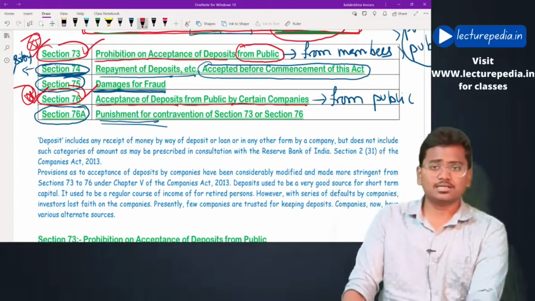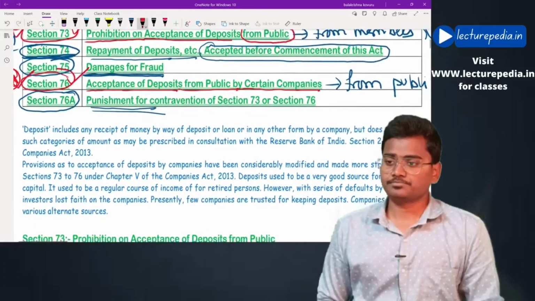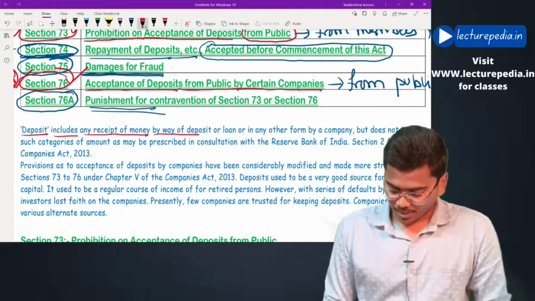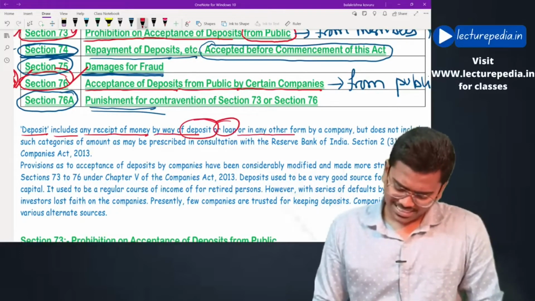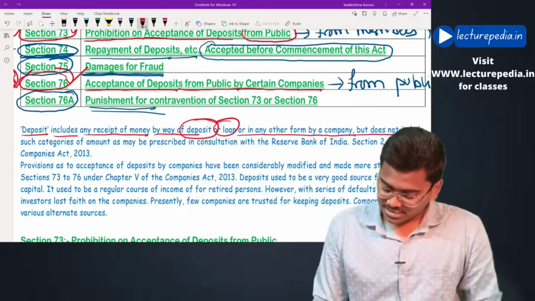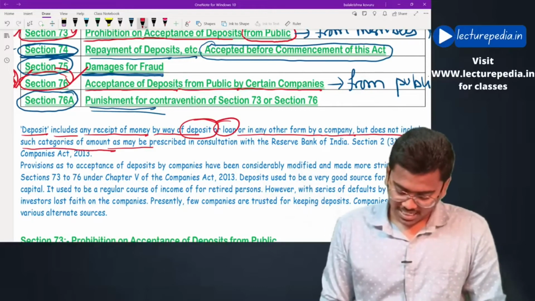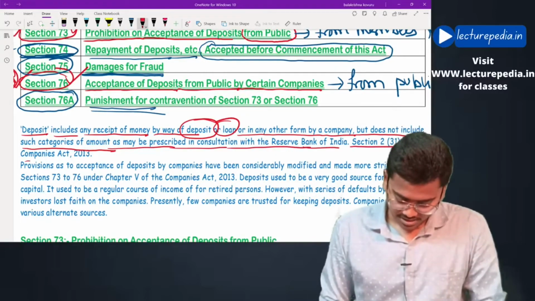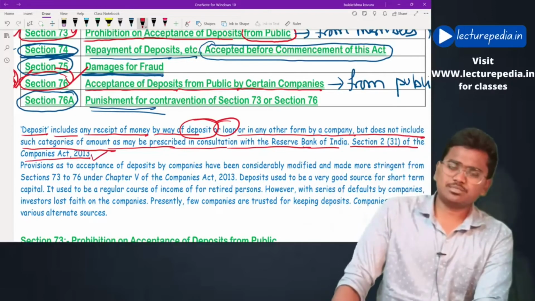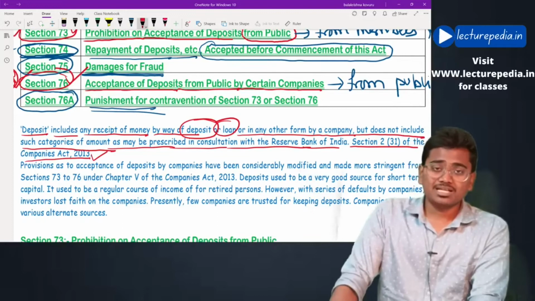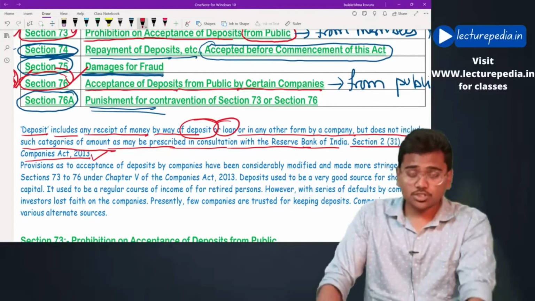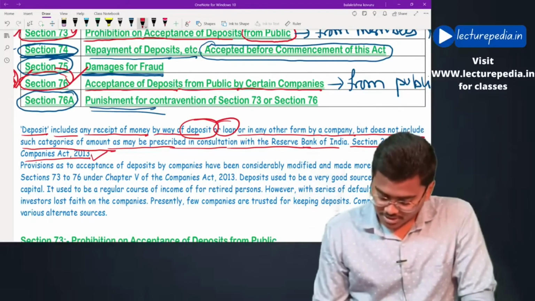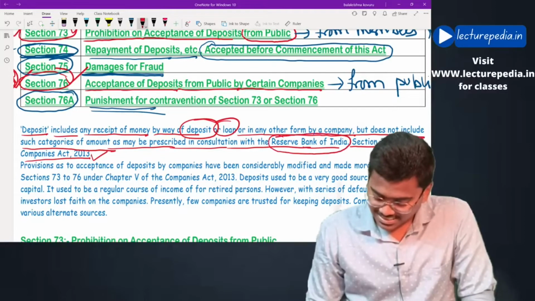First of all, he has given the definition of deposits. Deposit includes any receipt of money by way of deposit or loan or in any other form by a company, but it does not include such categories of amount as may be prescribed in consultation with RBI, section 2(31) of the Companies Act 2013. See, deposit means any amount that has been raised either in the name of deposit or in the name of loan, but it does not include certain amounts which are specified in consultation with RBI.